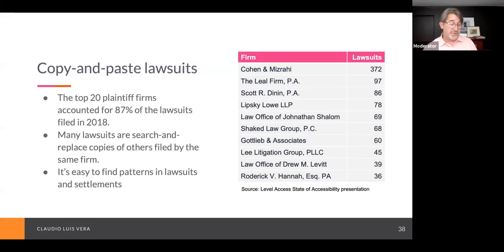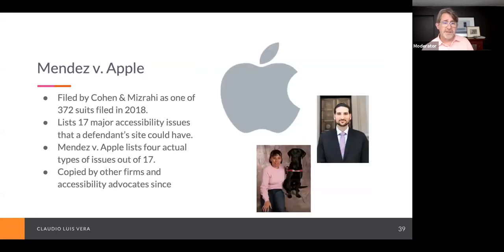They're mostly search and replace cases, or lawsuits, because attorneys don't like spending a lot of time writing a case from scratch. So they'll go and look at what's out there, who's won, and they're going to model their case after one that's already been written. So it's pretty easy to start finding patterns in the lawsuits and in the settlements.